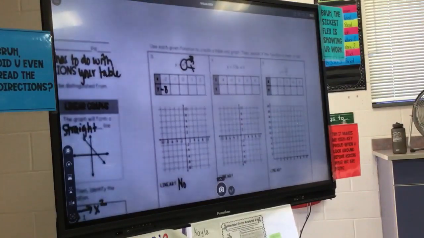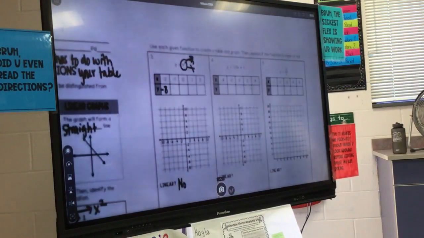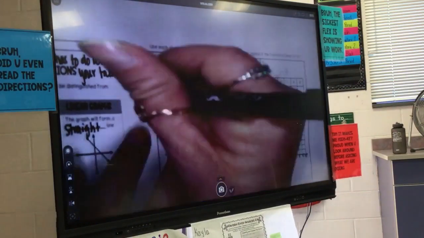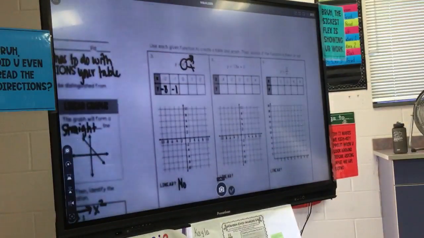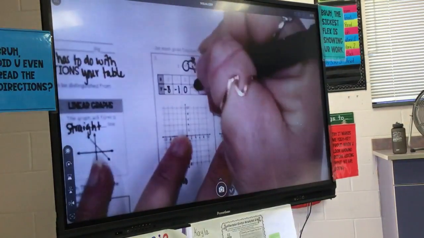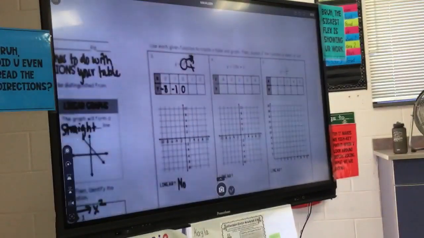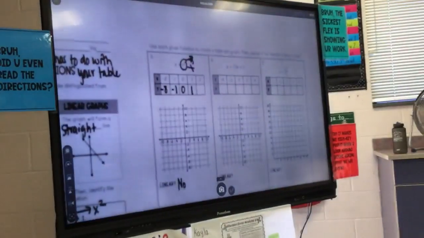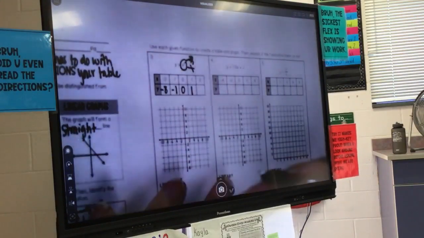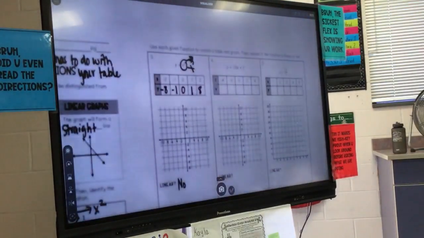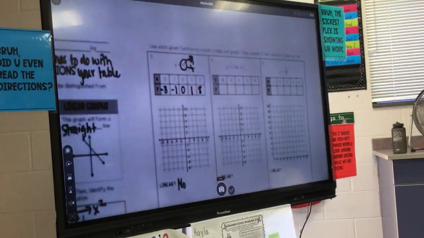All right, the next one, negative 1 times negative 1 times negative 1. That gives me what? Raise your hand. Negative 1. 0 times 0 times 0. Raise your hand. Ben? 0. You sure? Yeah. Okay. 1 times 1 times 1 gives you, raise your hand. 1. And then 2 times 2 times 2 gives you what? 8.